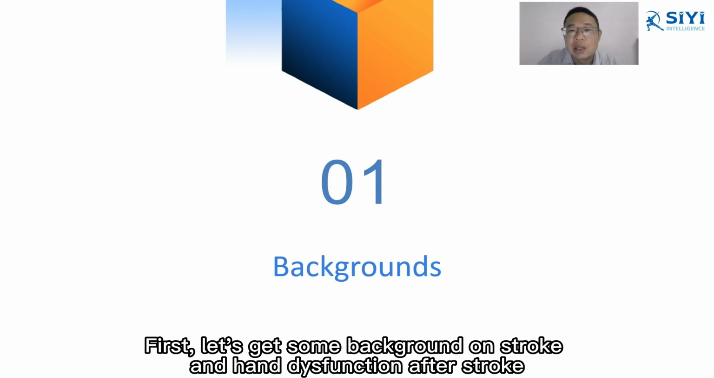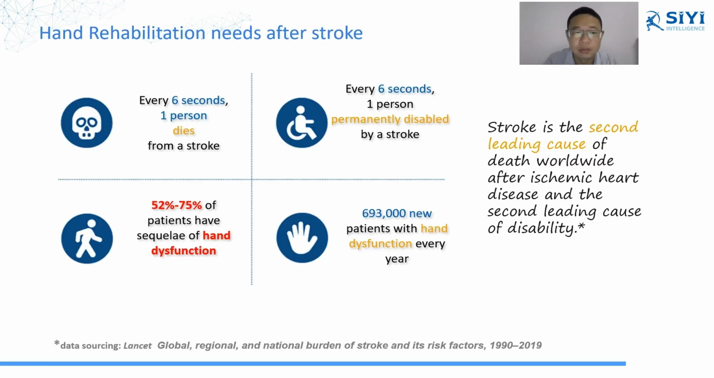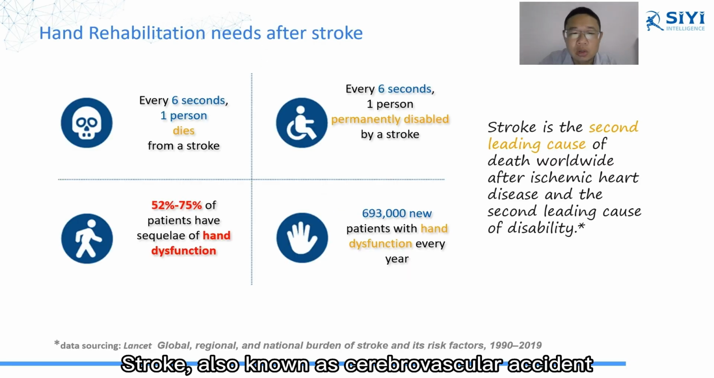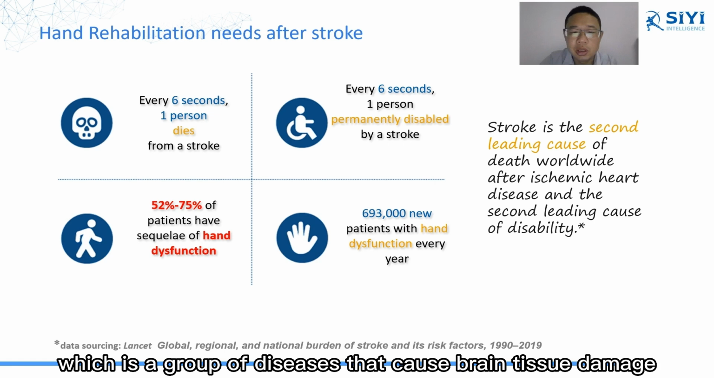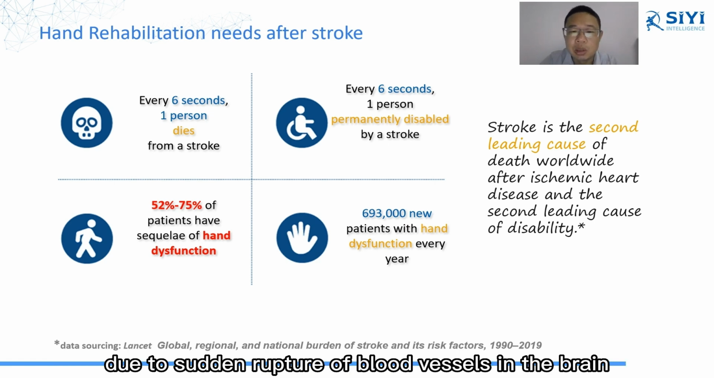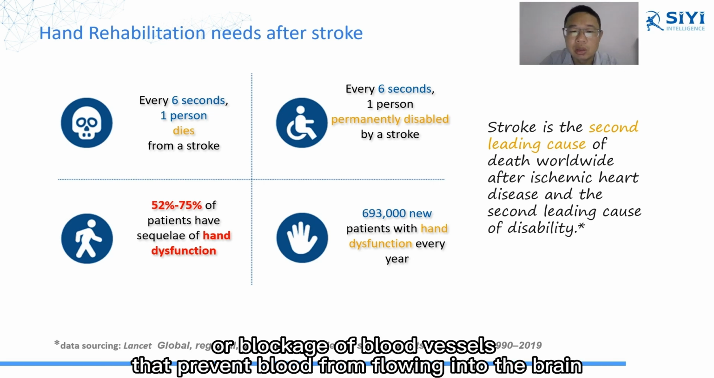First, let's get some background on stroke and hand dysfunction after stroke. Stroke, also known as cerebral vascular accident, is an acute cerebral vascular disease, which is a group of diseases that cause brain tissue damage due to sudden rupture of blood vessels in the brain, or blockage of blood vessels that prevent blood from flowing into the brain.